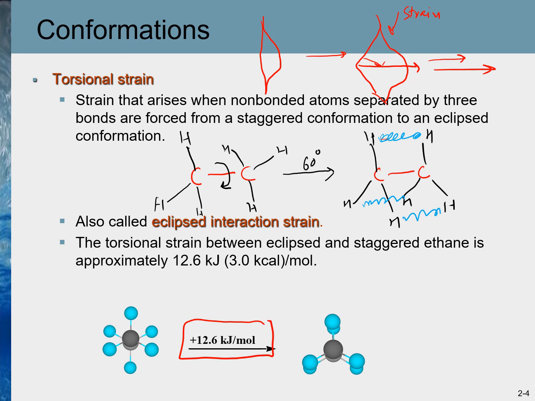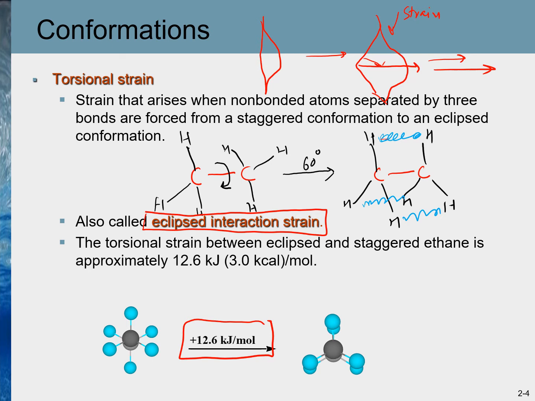This is an extremely small amount of energy, and this much energy is freely available at room temperature also. Room temperature is enough to provide this much energy. So in actual practice, ethane molecules go from eclipsed to staggered all the time because it doesn't require that much energy. This strain is also known as eclipsed interaction strain.